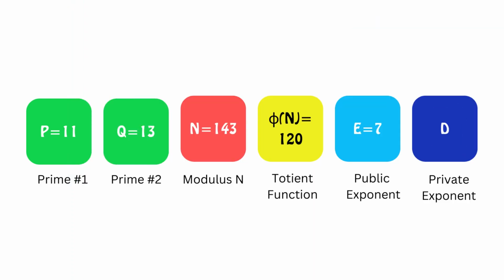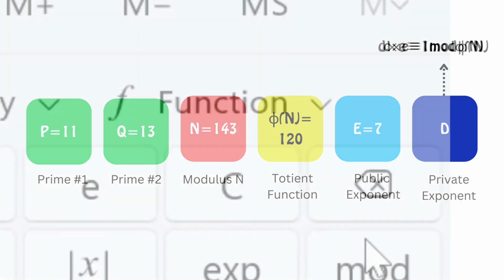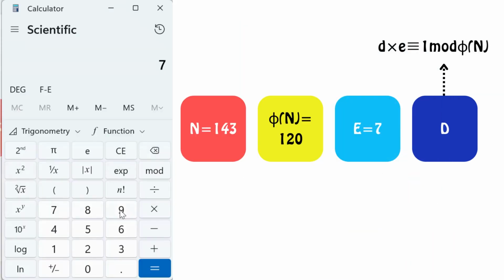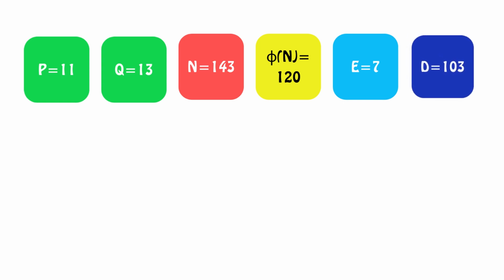The last part is to calculate the value of d. The value d is chosen such that when multiplied by e and reduced modulo the Euler's totient function of n, it must give a remainder of 1. For example, if I choose the number 103 as a value of d, then multiply it by e, which is 7 in our case, and we perform the modulo 120 over the result, it will give us a remainder of 1. So the value of d which we can use in our example is 103. Now, we have all the numbers required for RSA encryption.